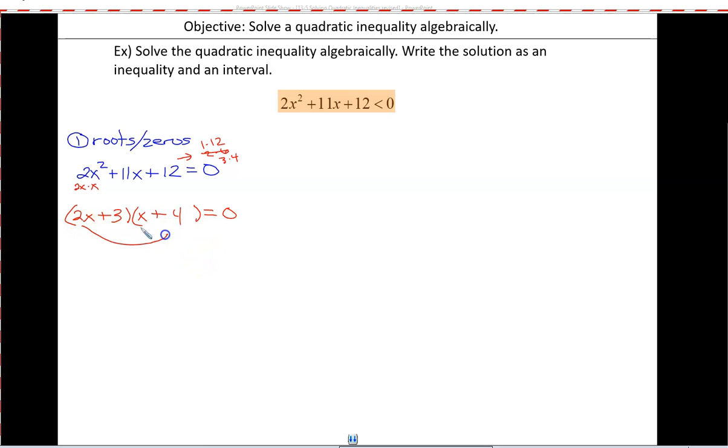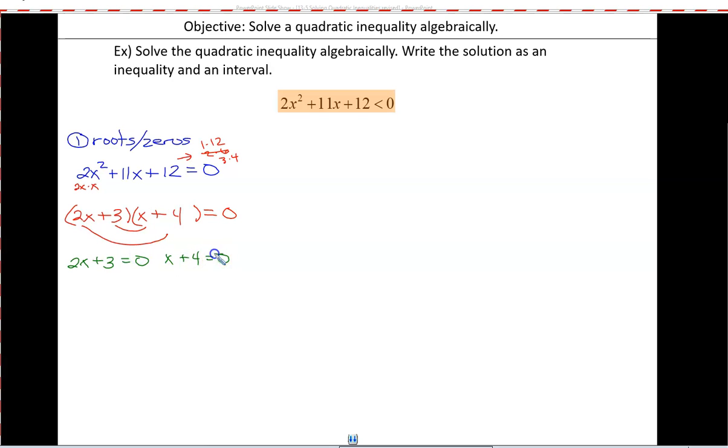So this gives me 8x plus 3x, which is a positive 11x. So that's good. And then I've got 2x times x, which is 2x squared, and 3 times 4, which is 12. So those are my factors. So now I use my zero product property. 2x plus 3 equals 0, or x plus 4 equals 0.